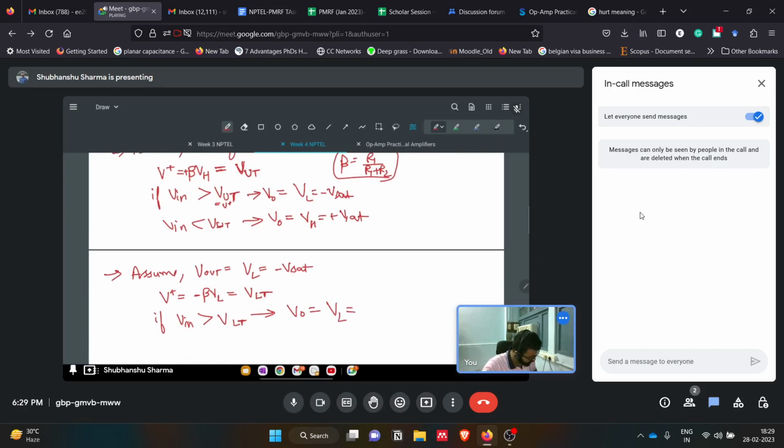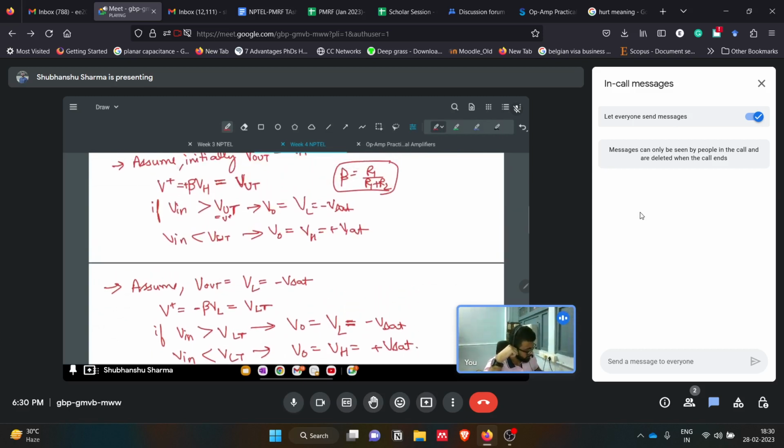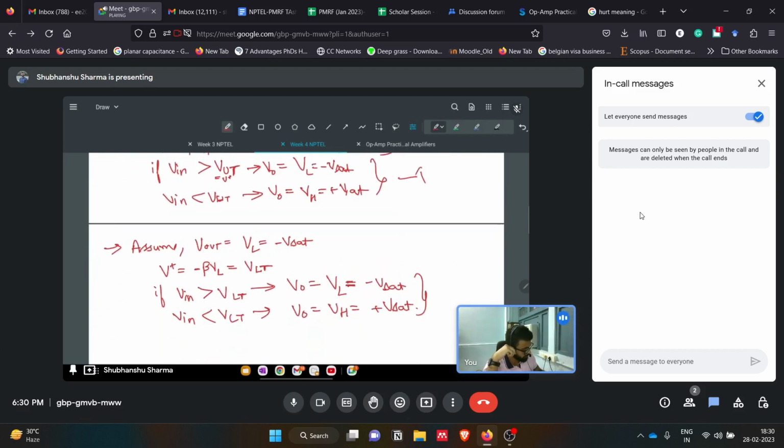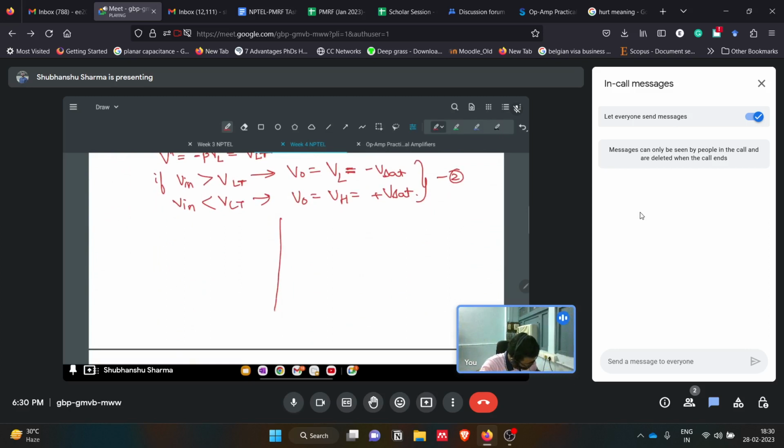In this case, the low voltage will be V low, that is minus V sat. But if it is less than VLT, then V output will become V high, which is plus V sat. Keeping these two conditions, 1 and 2, in mind, we can plot the voltage transfer characteristics of this op amp, that is the relation between the output voltage and the input voltage. So we have these thresholds here, V lower threshold and V upper threshold.